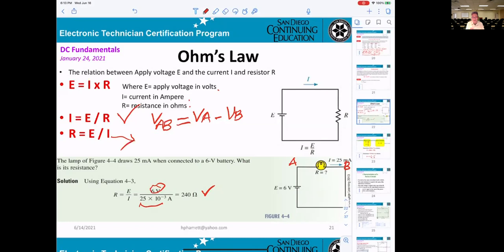When you say V_A only, that's different. Normally the meter has a positive and a negative terminal. So when you want to measure V_AB, that means the positive goes to A, the negative goes to B.